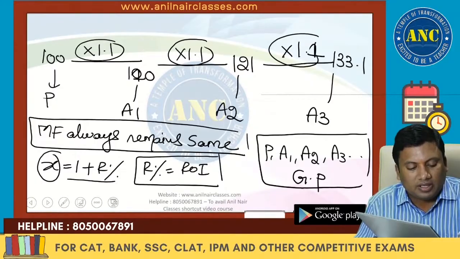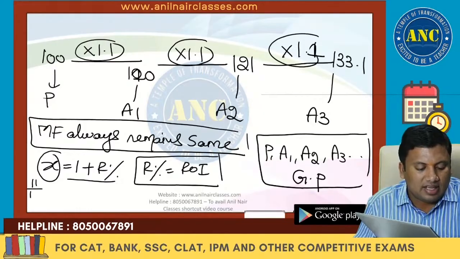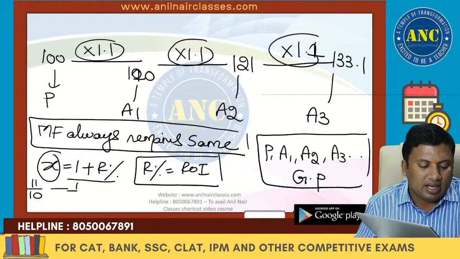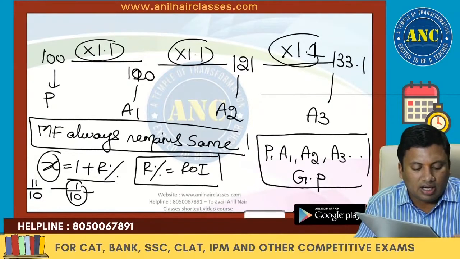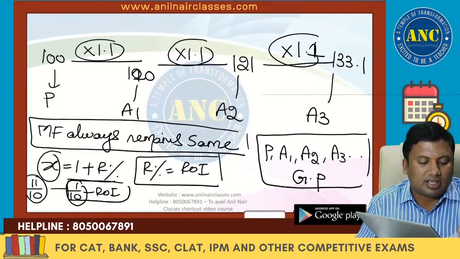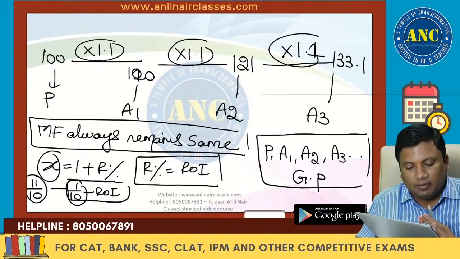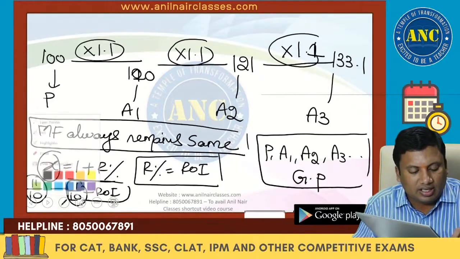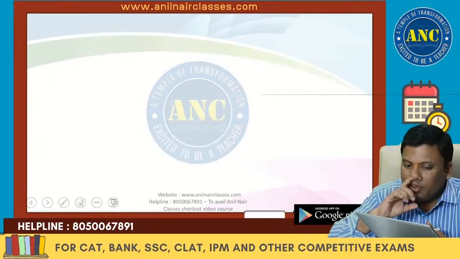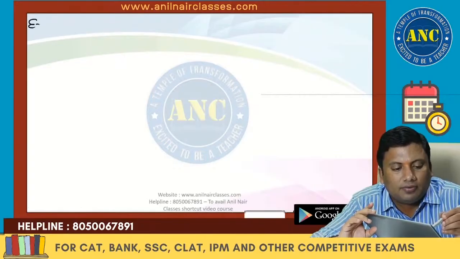1 plus r percent. Suppose x is 11 by 10, there is an increase of 1 on 10. This is nothing but the rate of interest. This is nothing but the multiplication factor. Listen carefully, sir. Write examples.